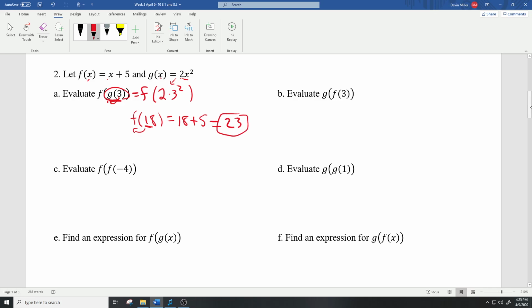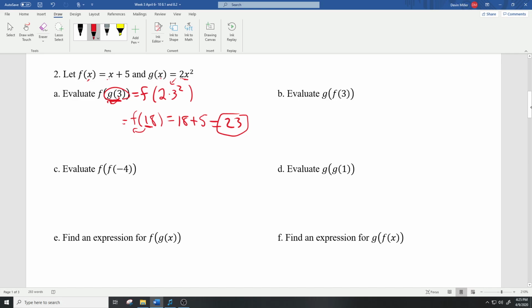So what is f of g of 3? Is 23. These are all connected with equal signs here. Keep going. So hopefully it's not too confusing. They're able to evaluate these with these numbers. It gets a little bit more confusing when we try letters, but we'll do that in a little bit.